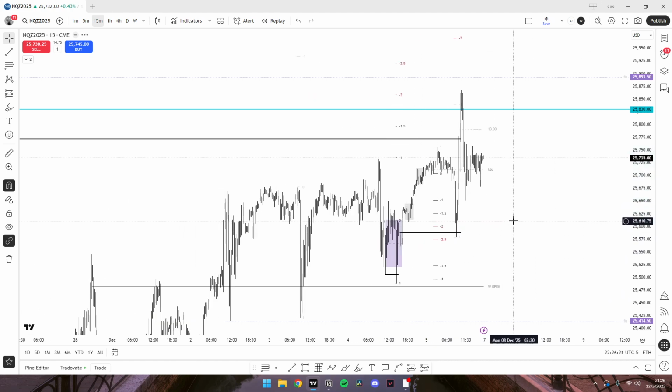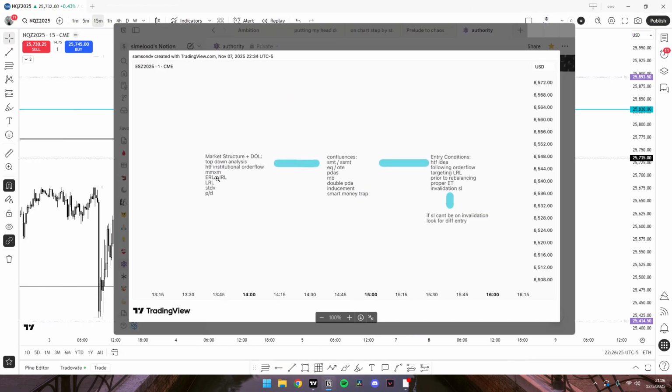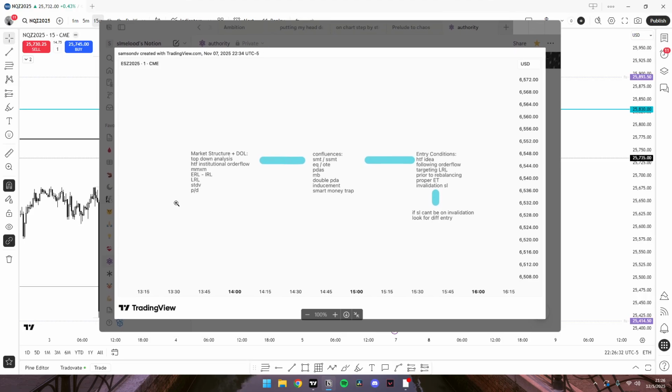So that's kind of just the process of me getting my draw. Just all these things working together. Top down analysis, just broadly looking at order flow and how we're respecting PD arrays and all that on the mega high time frame, like 4 hour, daily. Then intraday, I mean, it doesn't matter. Just market maker model, ERL, IRL. I always have ERL, IRL in my head.